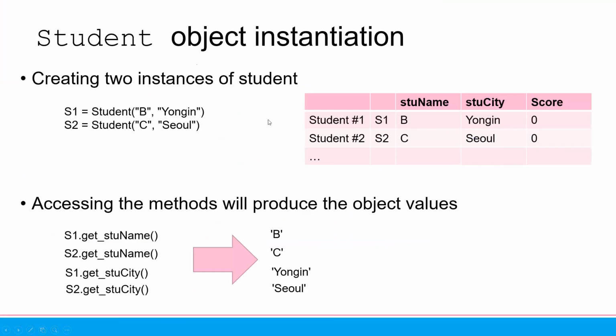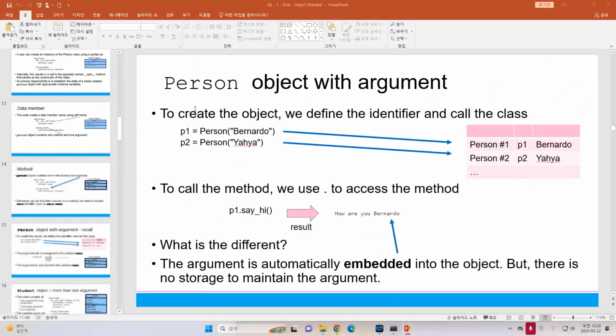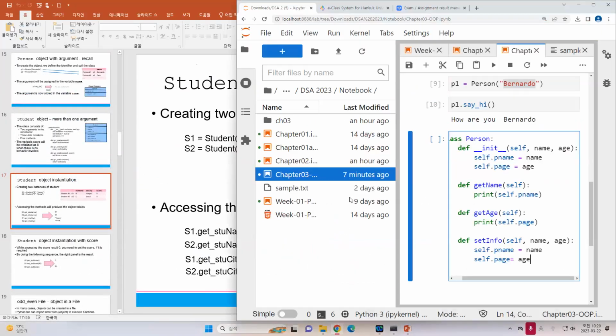So I can create objects later like this one. If the first student is S1, then I can have the student name, student city, and then score. If I define another student, then I have S2, and I can also define again the student name, student city, and student score.